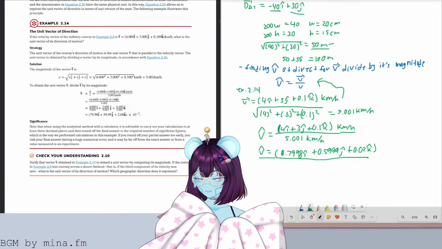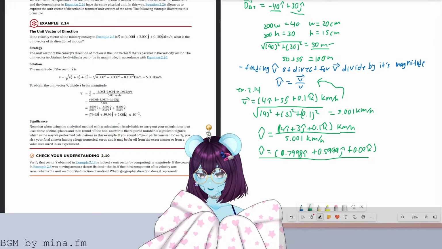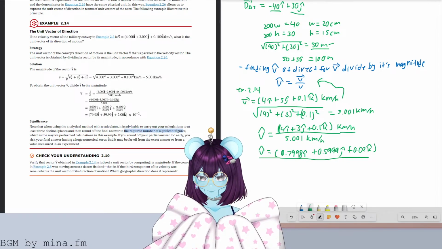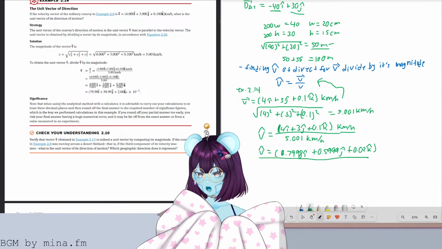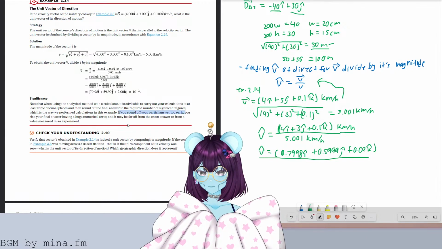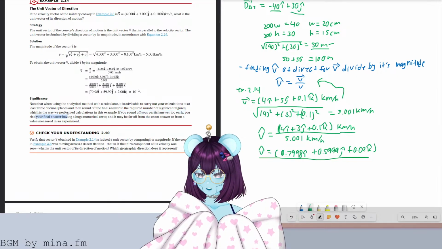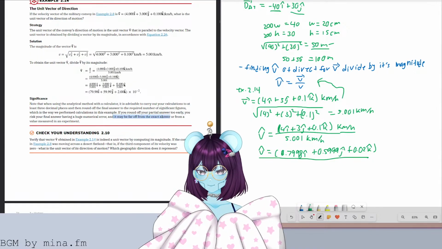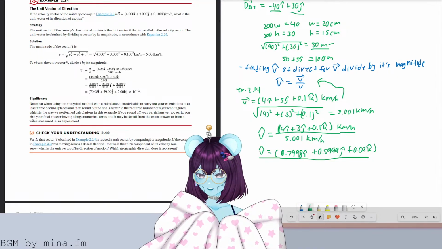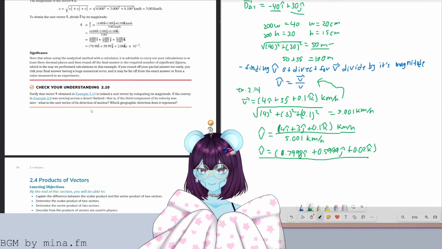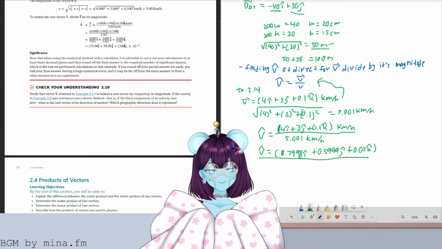Note that when using analytical methods with the calculator, it is advisable to carry your calculations to at least 3 decimal places, then round off the final answer to the required number of significant figures, which is the way we perform calculations in this example. If you round off your partial answer too early, you risk your final answer having a huge numerical error. It may be far off from the exact answer or from a value measured in an experiment. So that is how you calculate the unit vector.